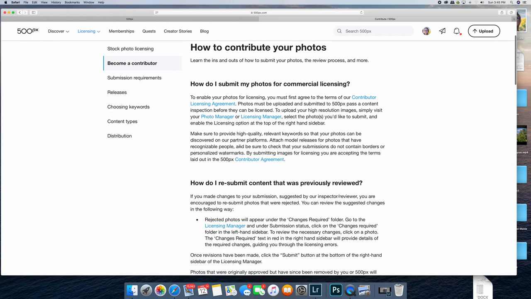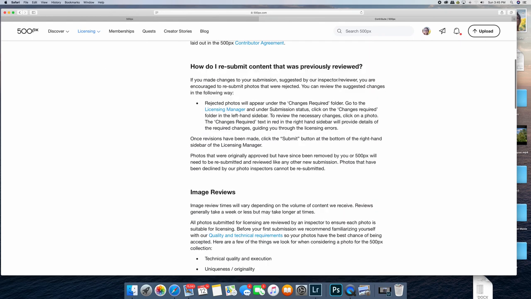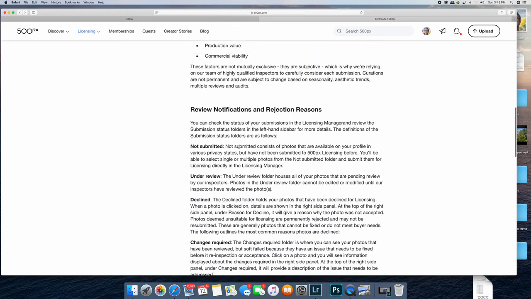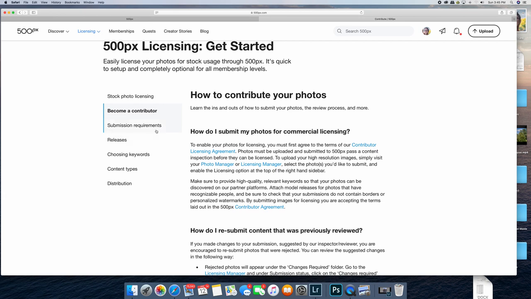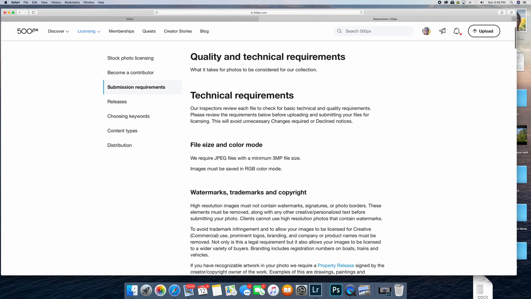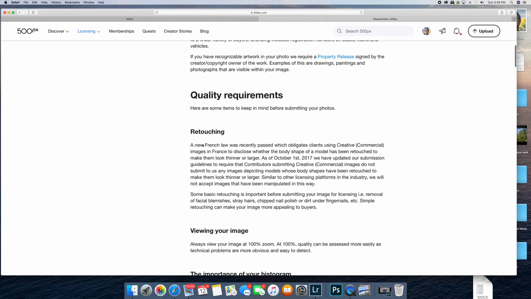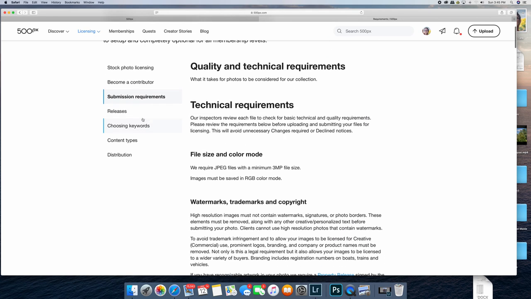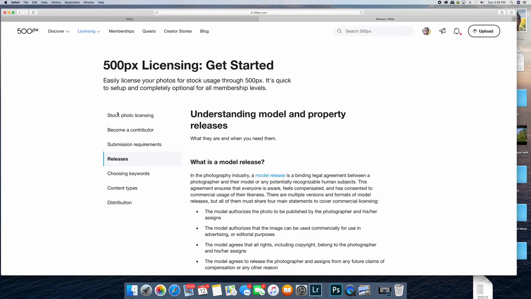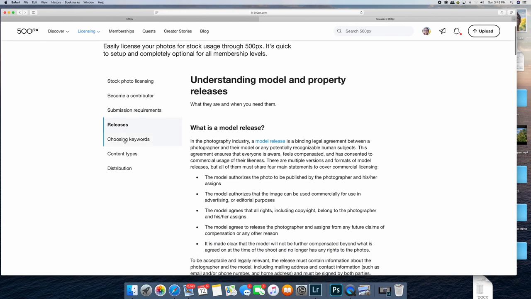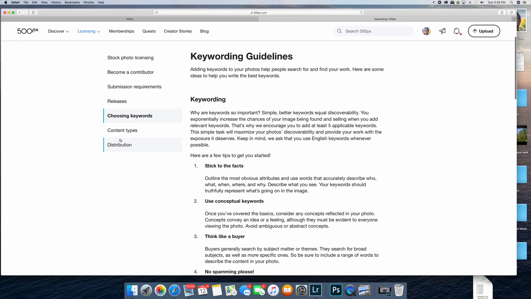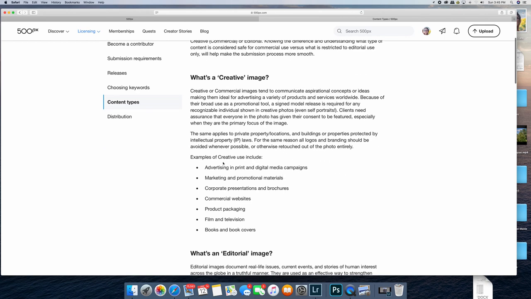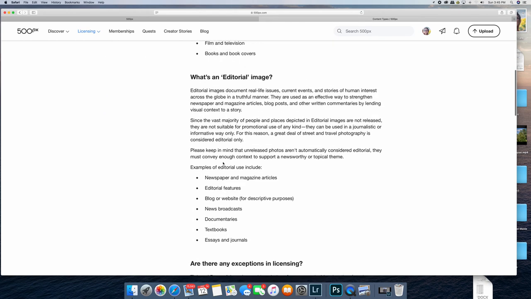Then it just says how to become a contributor, how do you submit. I don't want to talk about these things in any detail, but I just wanted to show you how limited the information actually is. Then it has some submission requirements on the technical side, and what they look for as far as accepting images from a technical perspective. Then there's a section on releases, so when you need a model release, when you don't. Then there's a section on how to keyword your images. Pretty straightforward stuff there. Content type, so we're talking about creative versus editorial.